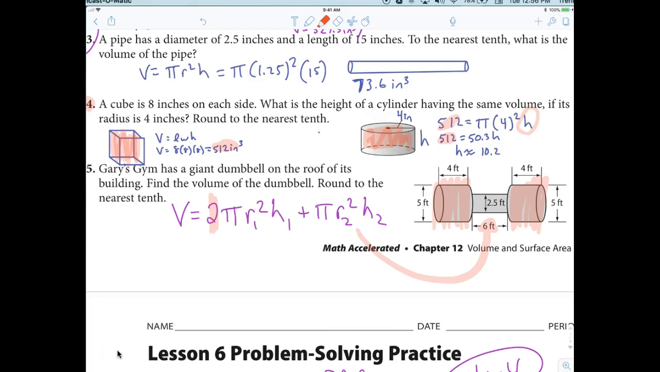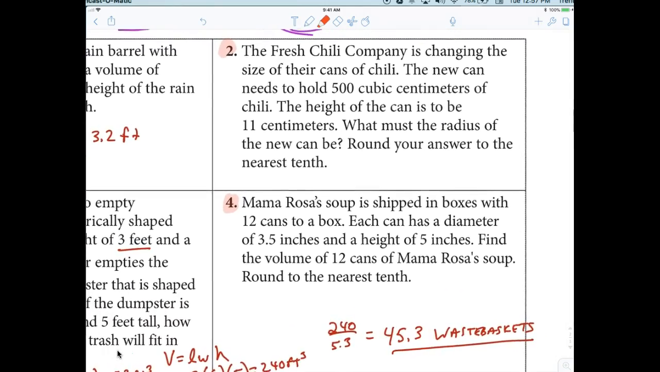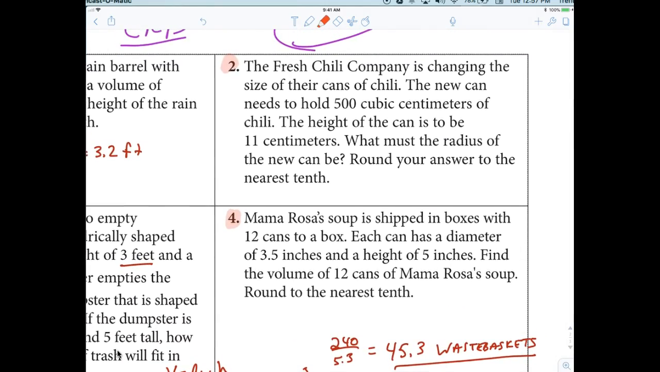All right. Anybody have any questions with that? All right. Now, what I want to do is look at your ERB for question number 2. Now, again, you should look at your answer and see how you're doing. Right? And then I'll tell you my answer. It says here, the Fresh Chili Company is changing the size of their cans. The new can needs to hold 500 cubic centimeters of chili. The height of the can is to be 11 centimeters. What do I need the radius to be?